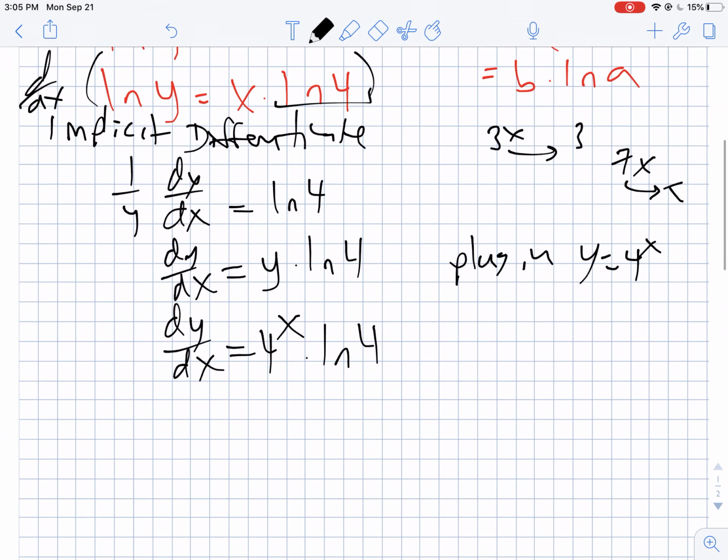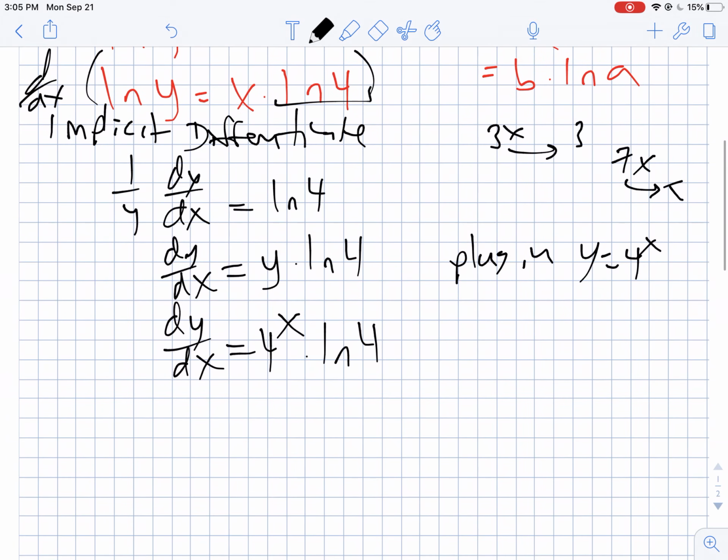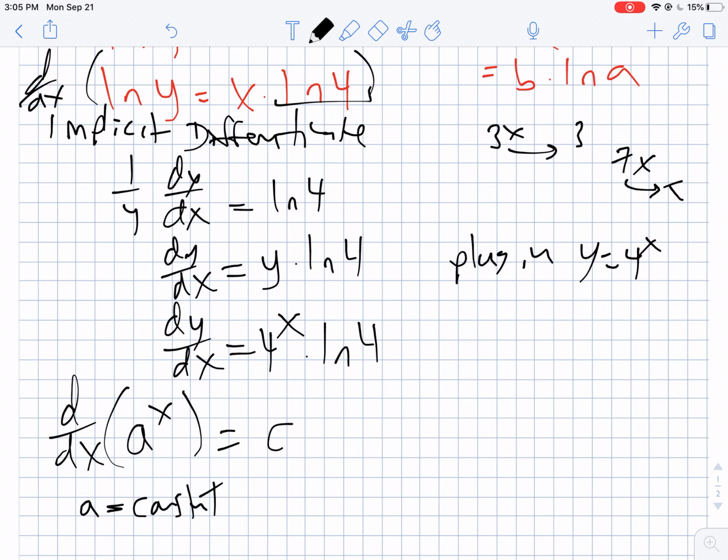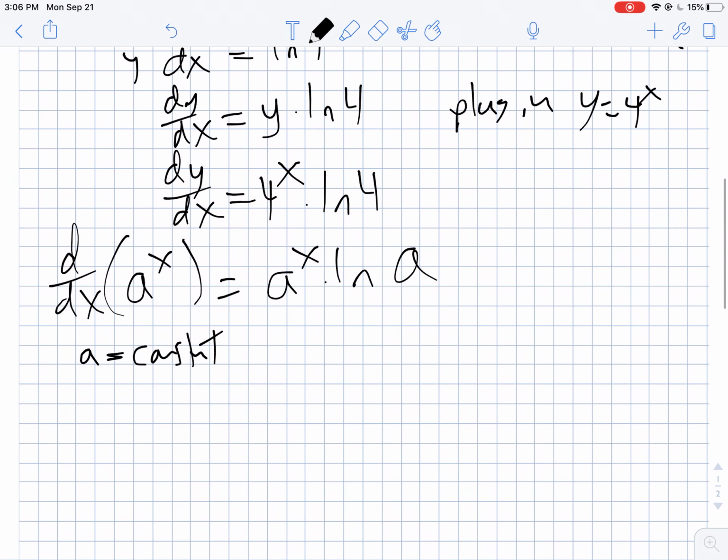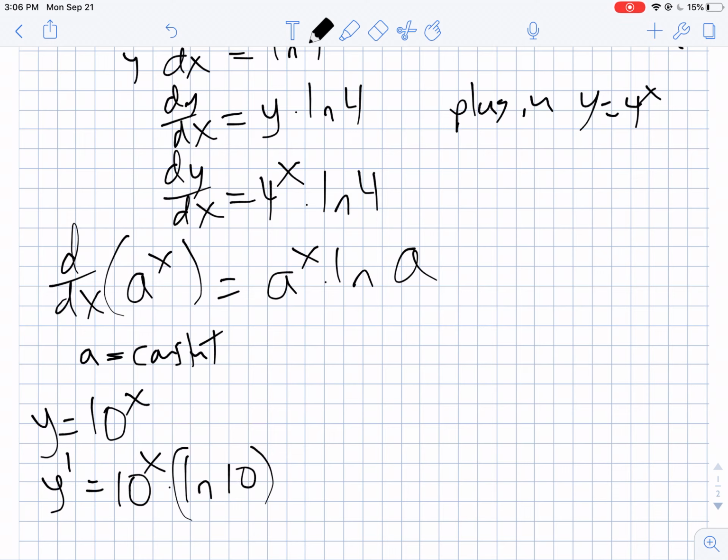So you can remember this strategy or not, but the key thing is this: if you take the derivative of a to the x power, where a is a constant, that is always just going to be a to the x power times the natural log of a. So if I ask you, for instance, what is the derivative of, I don't know, 10 to the x? Well, the derivative of that is 10 to the x times the natural log of that base, times ln of 10.